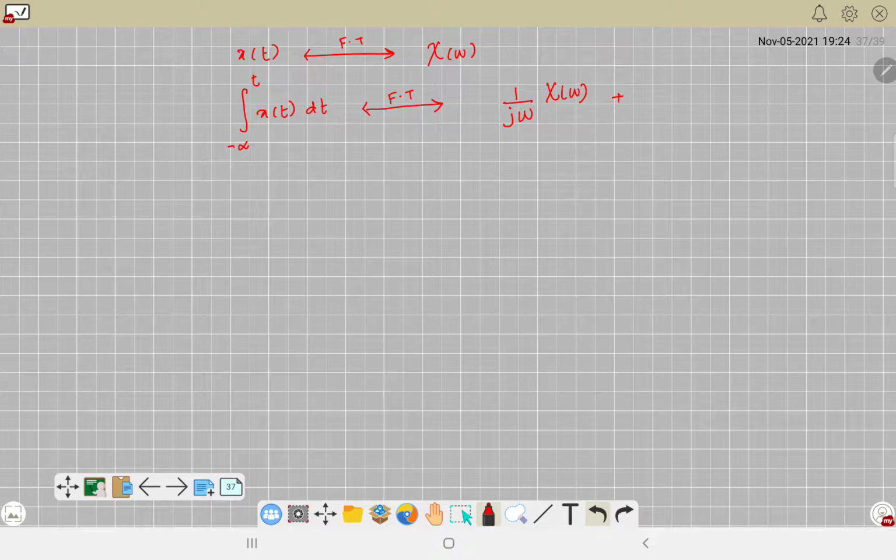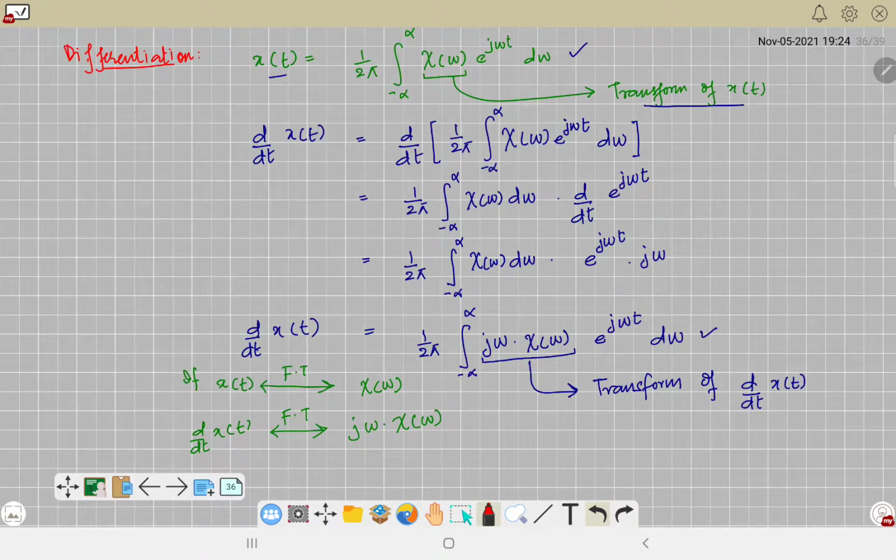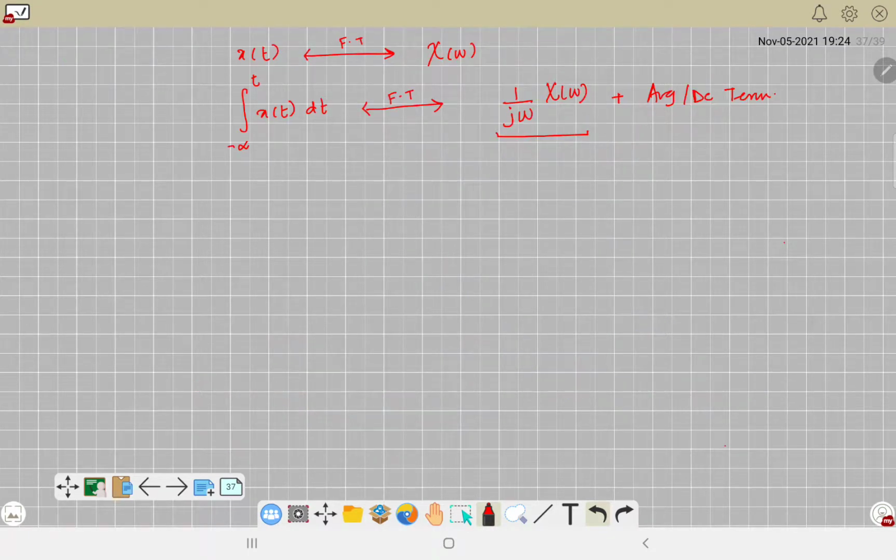Fine. Plus it will have some, because integration is always accompanied by an integration constant, so it will always have some average or dc term. Fine. So try to prove this relation. It will be a similar kind of thing, similar analysis. Just try to prove it on your own. Fine. So this is yet another property of Fourier transform.